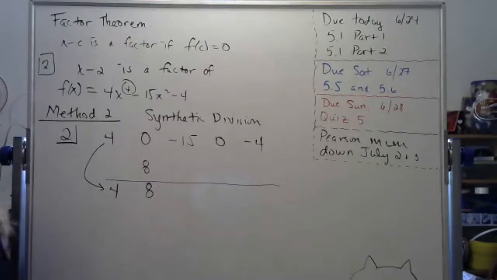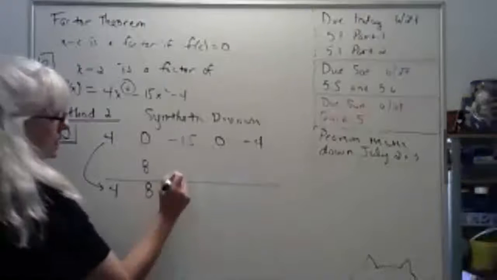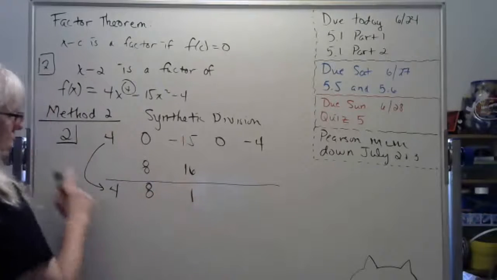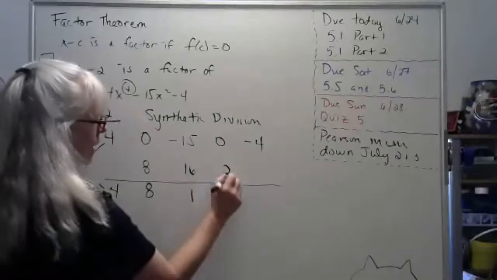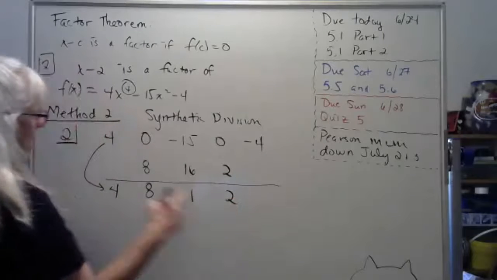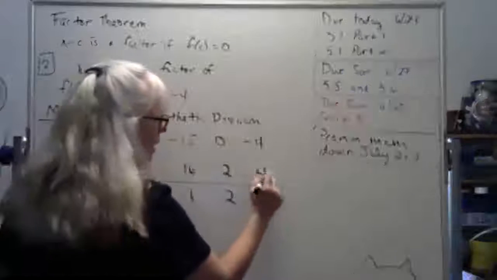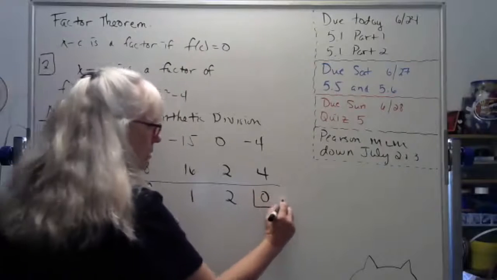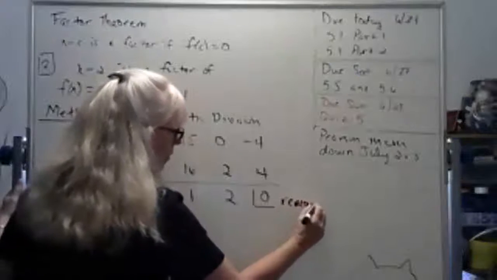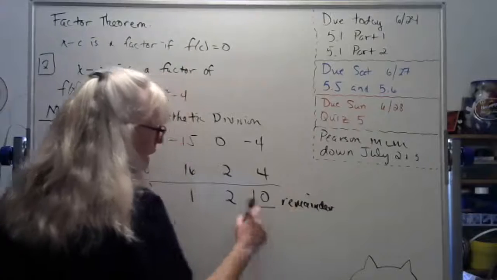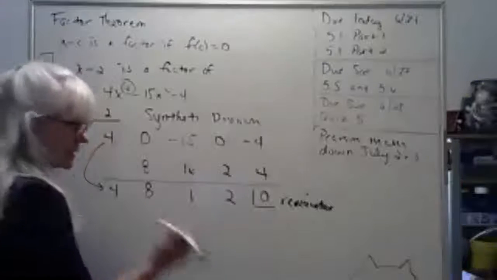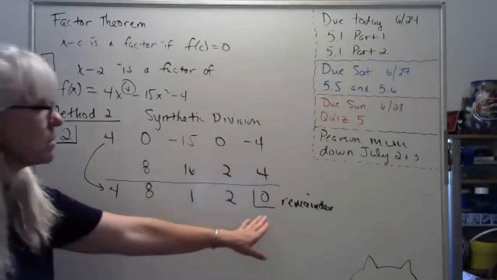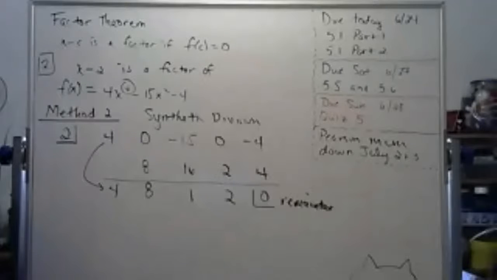So, okay, well, 2 times 8 is 16. I'm repeating the process. Negative 15 and 16 is 1. 2 times 1 is 2. Adding that column gives me 2. And 2 times 2 is 4. And adding that column is 0. The last number down here is my remainder. And if f of 2 is 0, then x minus 2 is a factor. So we want the remainder to be 0, which is what we want.